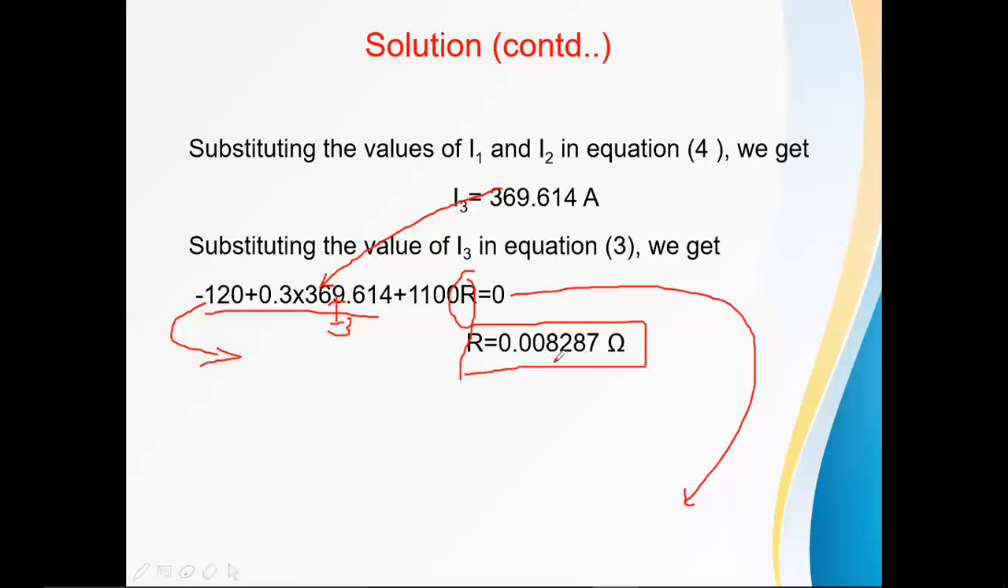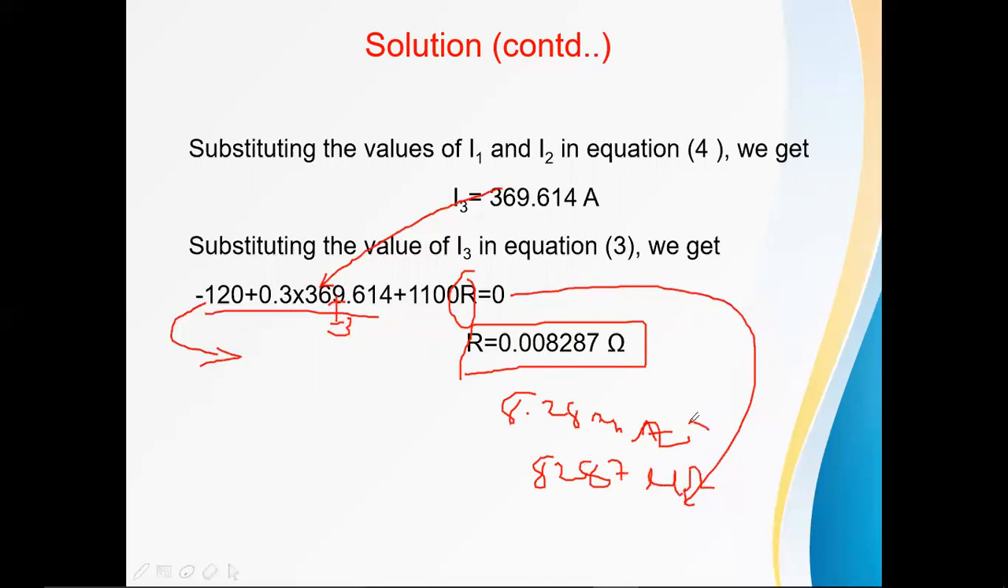0.008287. You can write this value in terms of prefix, right? How can you write this value in terms of prefix? Means 8.287 milliohms, or you can write it in microohms also. You can write it as 8287 microohms also.